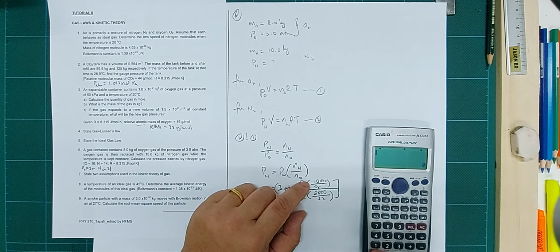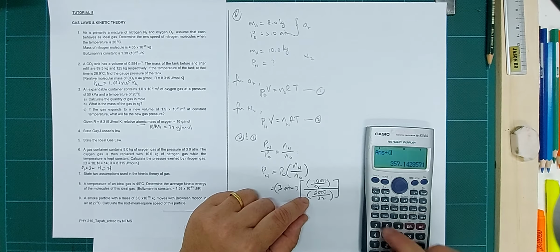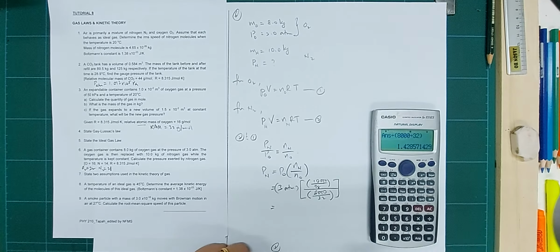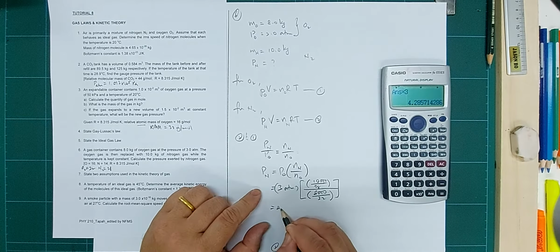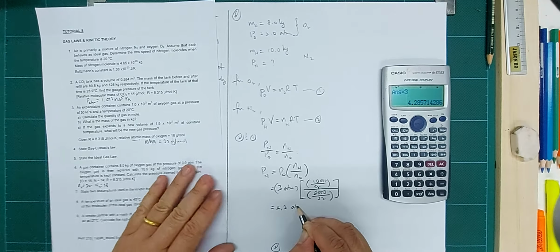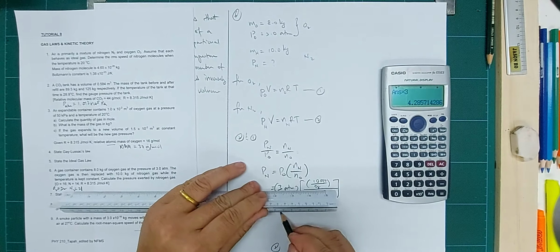Okay, here you have 10,000 divided by 28, and then divide by this one, 8,000 divided by 32. This is what we get here, and then we multiply by 3. So we have 4.3 atmosphere.